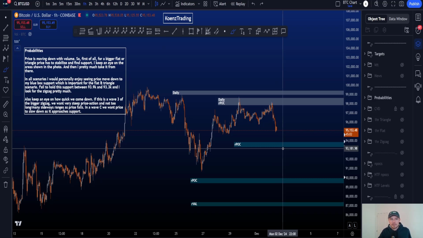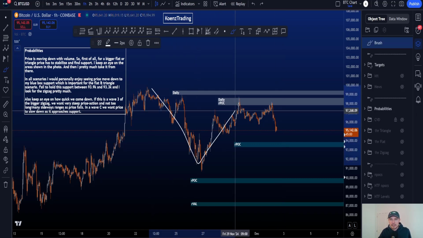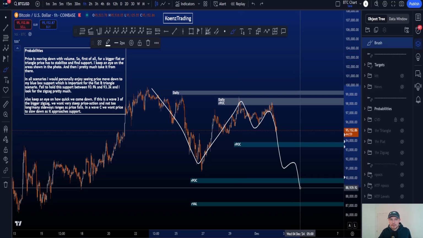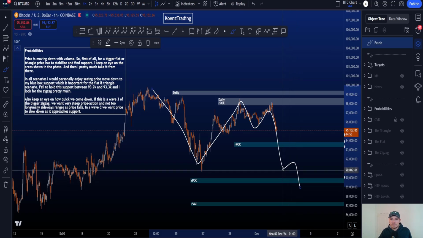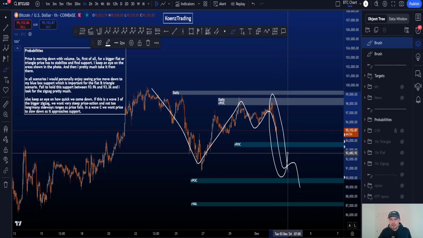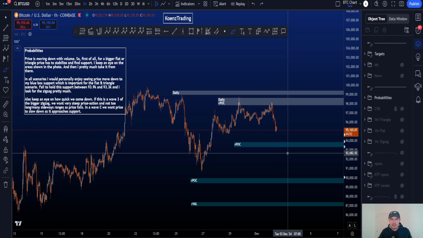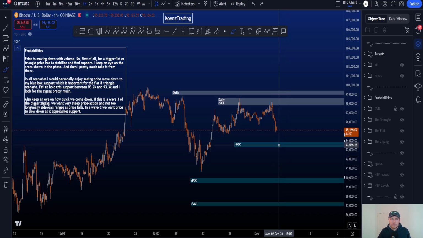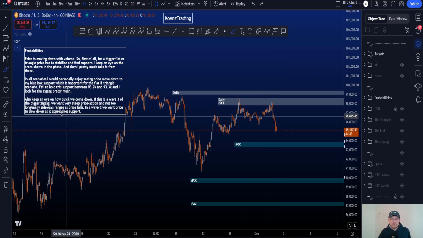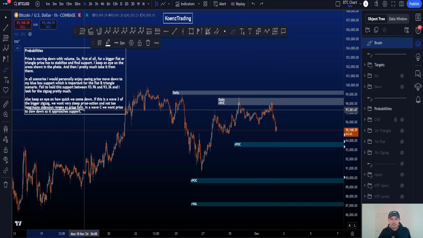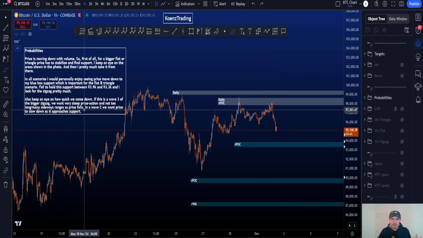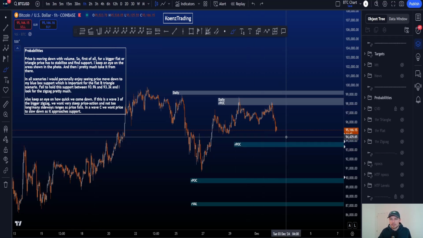Also keep an eye on how quick we move to the downside here. If this is a wave 3 of the bigger zigzag, right? A, B, and then 1, 2, 3, 4, 5 in the bigger zigzag. You want to have a steep wave 3, right? Should be a quick move, high amount of volume, lose support, right? You don't want too many long and sideways ranges as price is falling. While in a wave C, we do want price to slow down as it approaches support as explained, right? So that is something that I'll be looking for, but I would like price to move down to support and then take it from there.